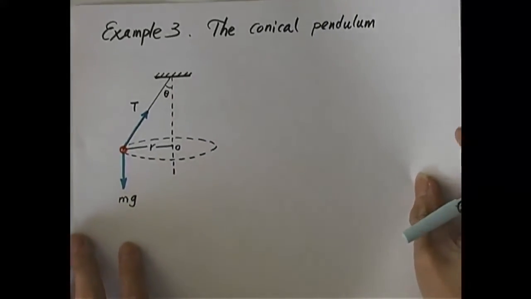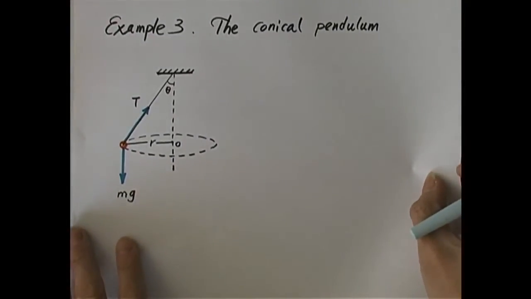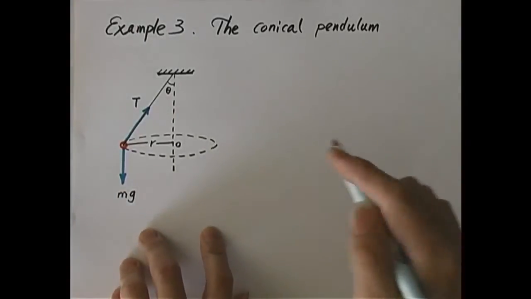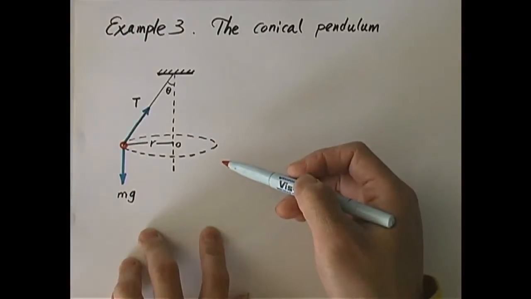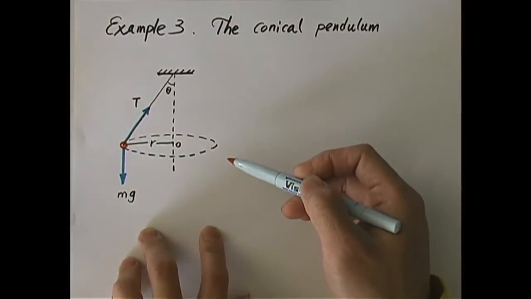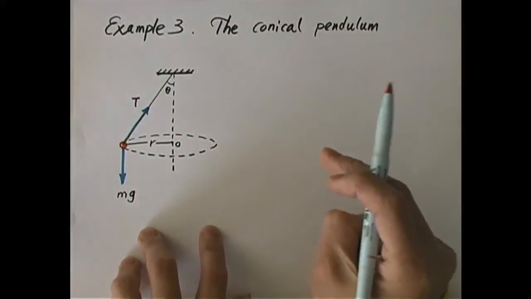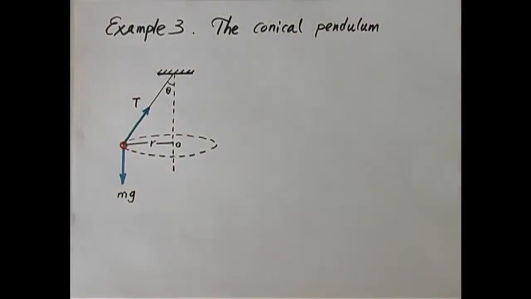All right, let's look at another example. This time, we're going to study something more complicated because we have a motion, not only in a circular motion, but also there is another dimension that's perpendicular to the circle that we have to deal with as well. And it's called a conical pendulum.